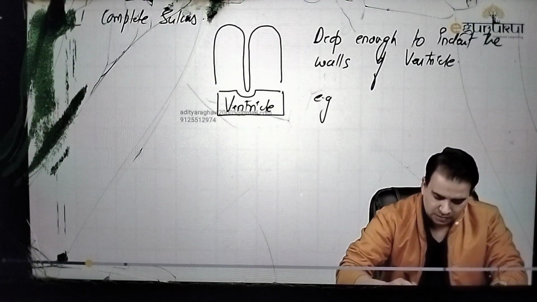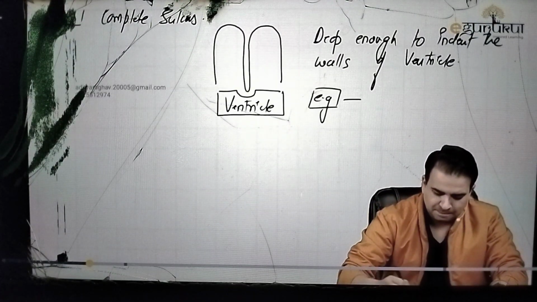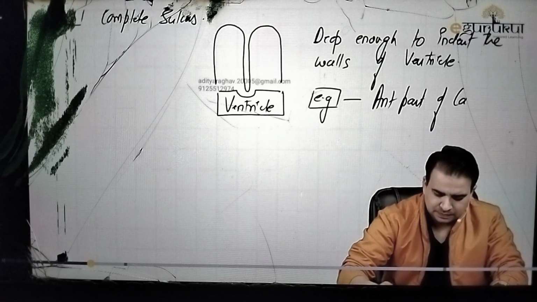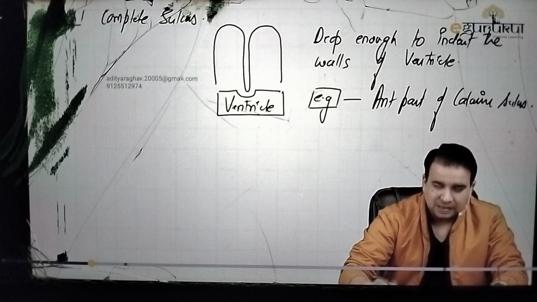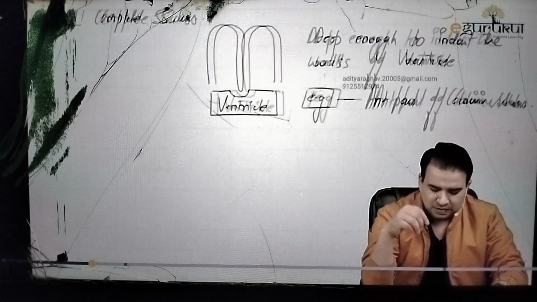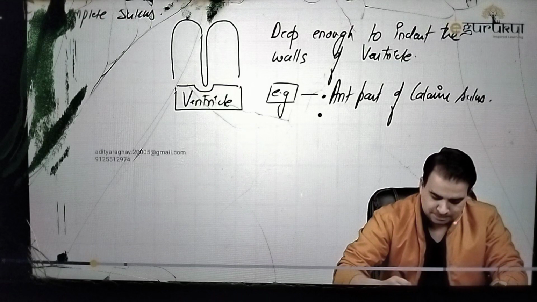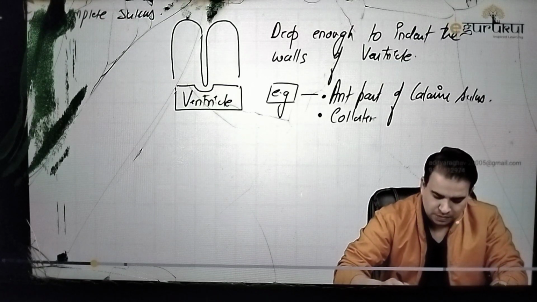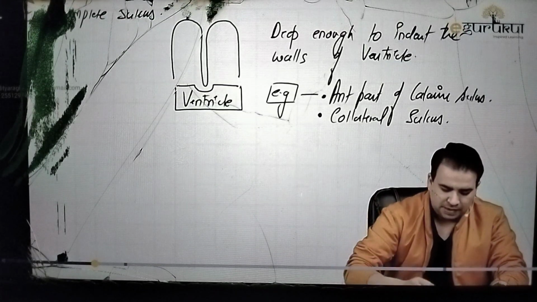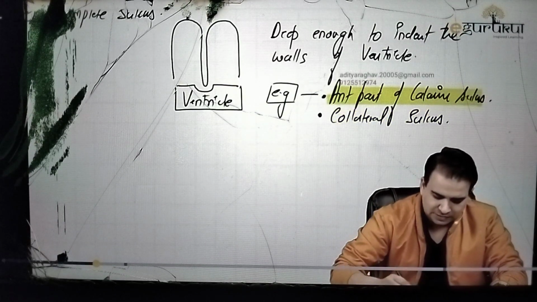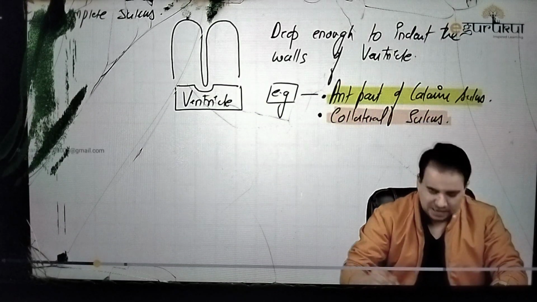The examples for this type would be, one, the anterior part of the calcarine sulcus. We just saw the posterior part of the calcarine sulcus was the axial, so here we have the anterior part of the calcarine sulcus. And another example is the collateral sulcus. Anterior part of the calcarine sulcus and the collateral sulcus. Let me just use a different color for the collateral sulcus.